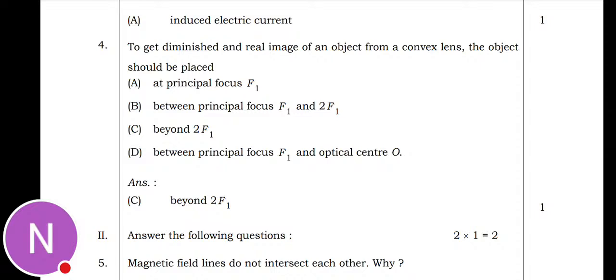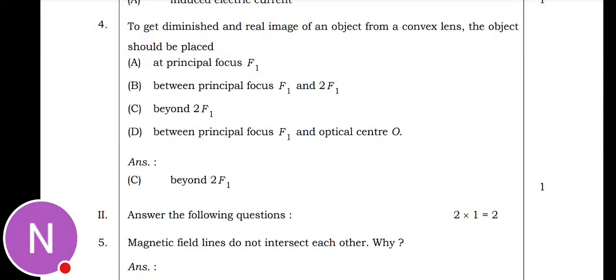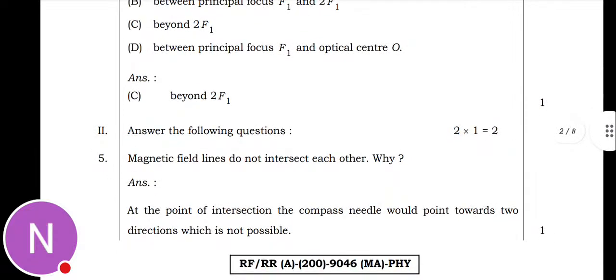The fifth question they asked is: magnetic field lines do not intersect each other. Why? At the point of intersection, the compass needle would point towards two directions, which is not possible. So therefore, the magnetic field lines do not intersect each other. It is not possible for a compass to point in two directions at the magnetic field.